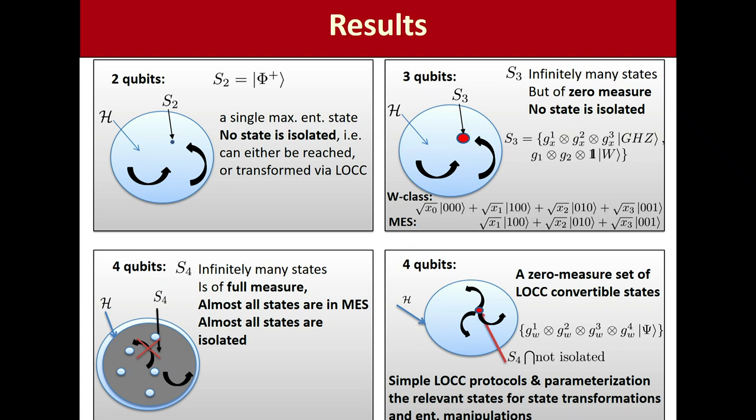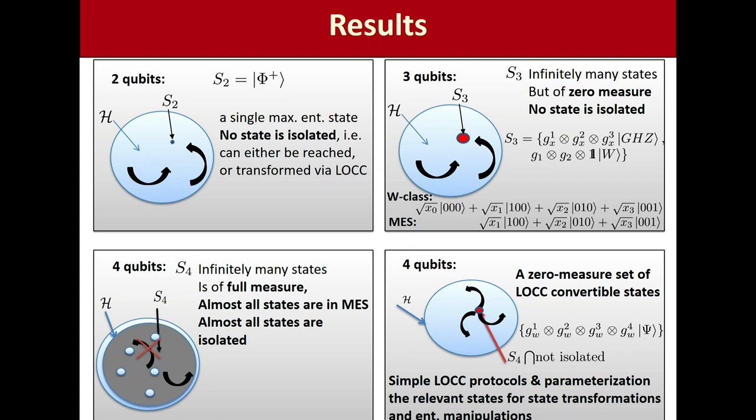Now, there is an equally large, if not even larger step to go from three qubits to four qubits. Because for four qubits, the MES, the maximally entangled set, is of full measure. So this means almost the whole Hilbert space is in the MES. That's bad news, because we wanted to study the MES in order to identify a very small set of states which we need to consider, so that we don't have to consider the whole Hilbert space. And now it turns out that the MES is basically the whole Hilbert space. Well, this is what it is. So almost all states are in the MES.